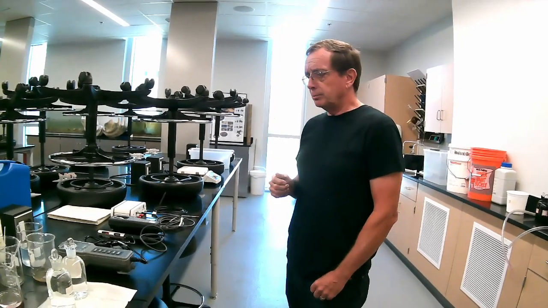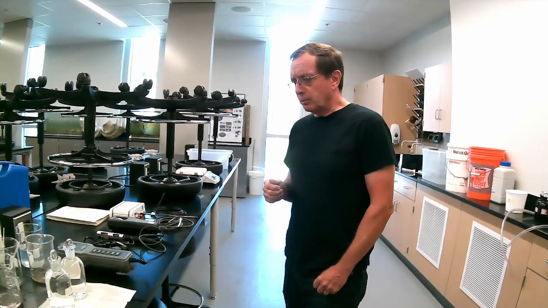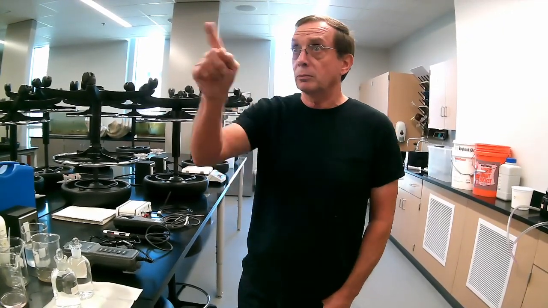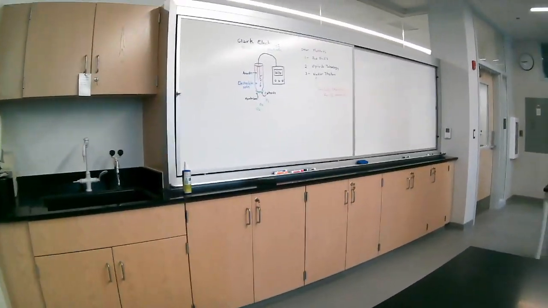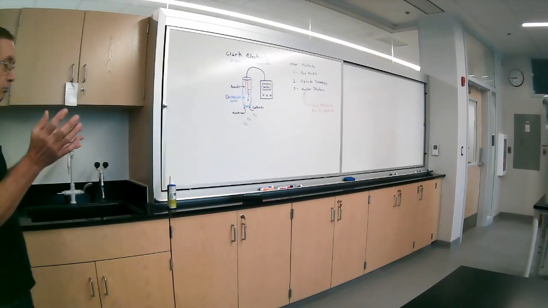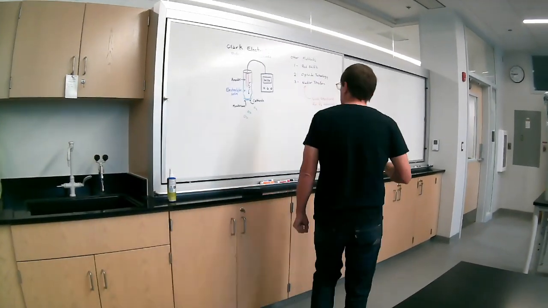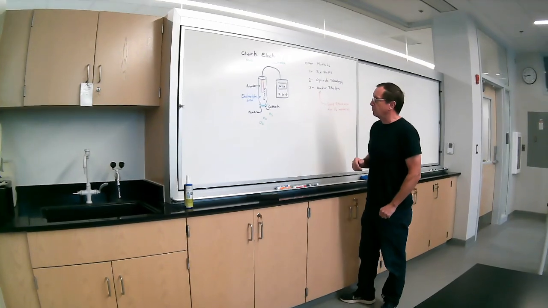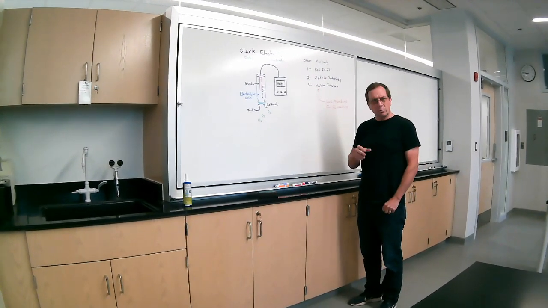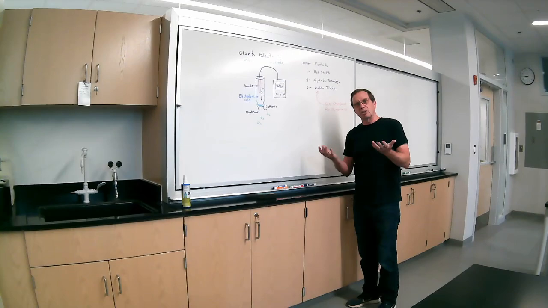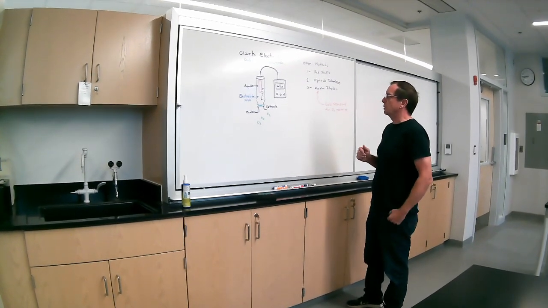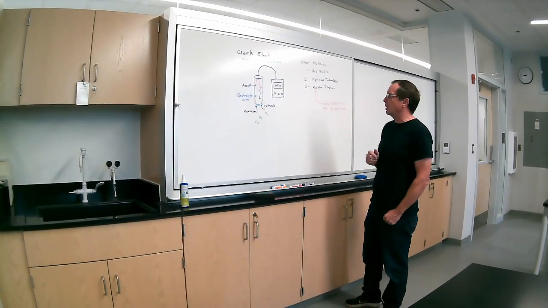So the one that has been dominant, I want to say, for probably the last 100 years is what we call the Clark electrode. And so I'm going to go up to the board here, and I can show you how the Clark electrodes work. And then I'll show you one, and we'll see how it works. And that should not be a surprise to some of you, because many of you probably used Clark electrodes to measure oxygen in laboratory exercises in the past.